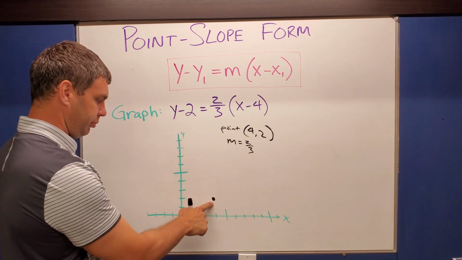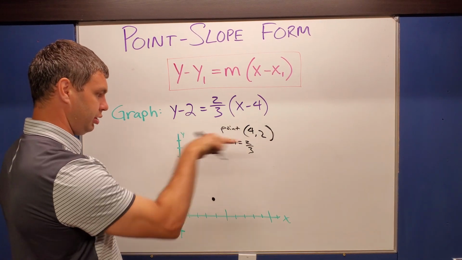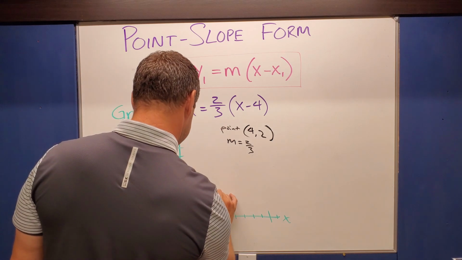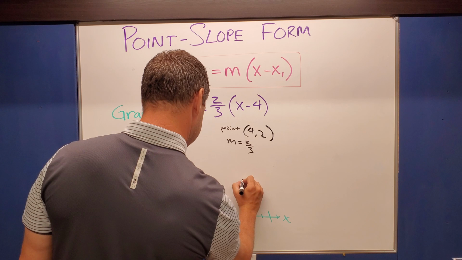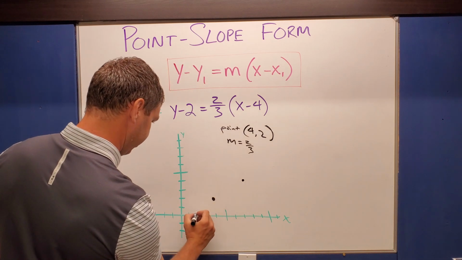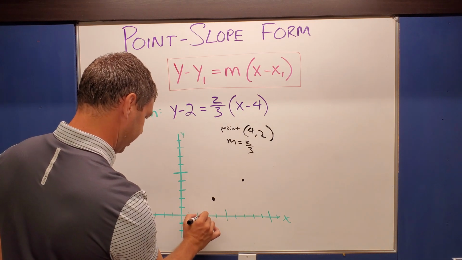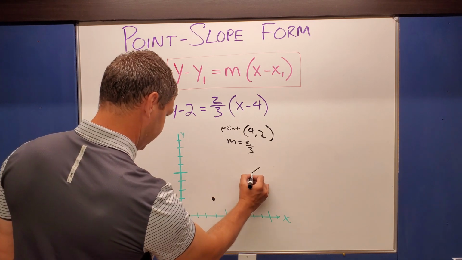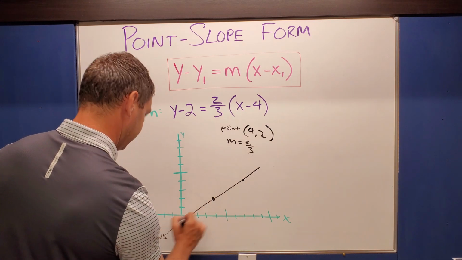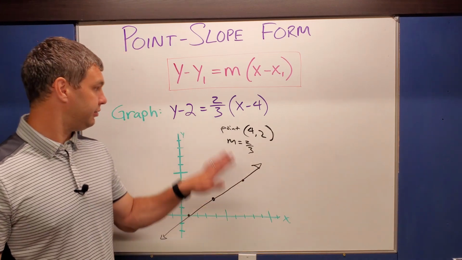So from the point that you have, you can go up 2 and over 3. Always run to the right. 1, 2, and over 1, 2, 3. Probably be easier for you since you have graph paper. You can also go down 2 and back 3. So down 2, 1, 2, 3, and be there. If you connect all those points, that is the graph of this line.